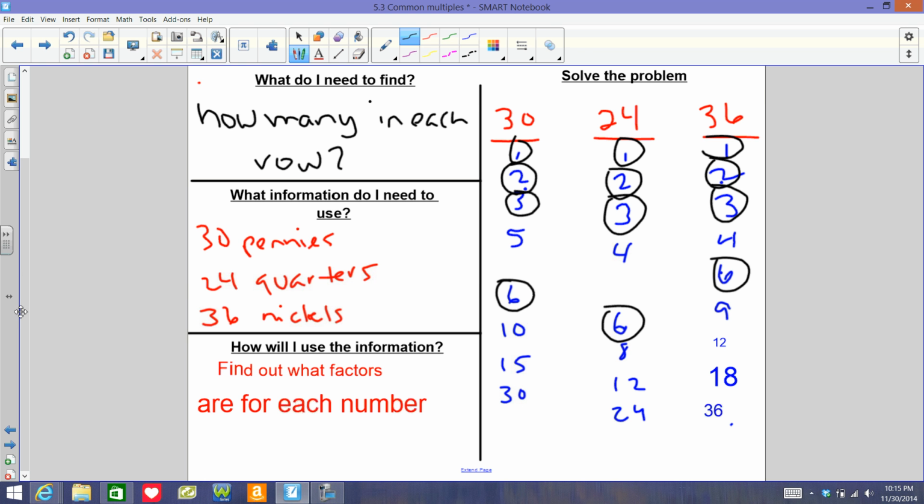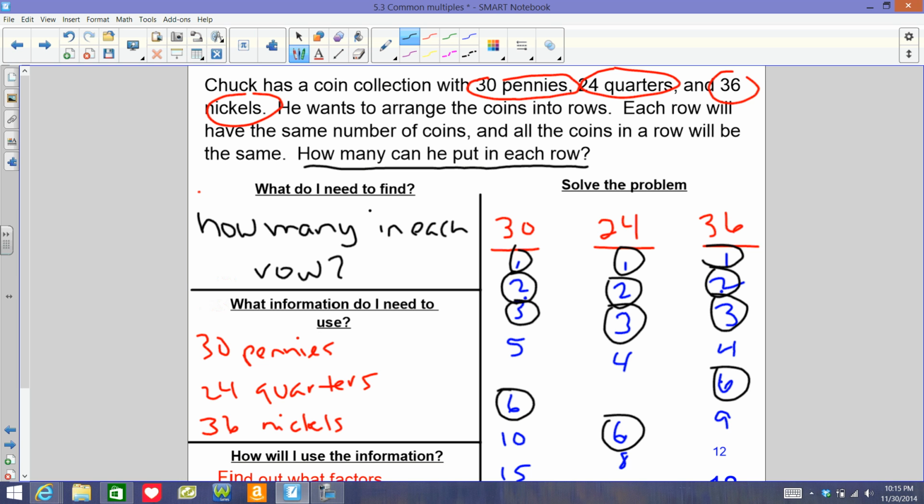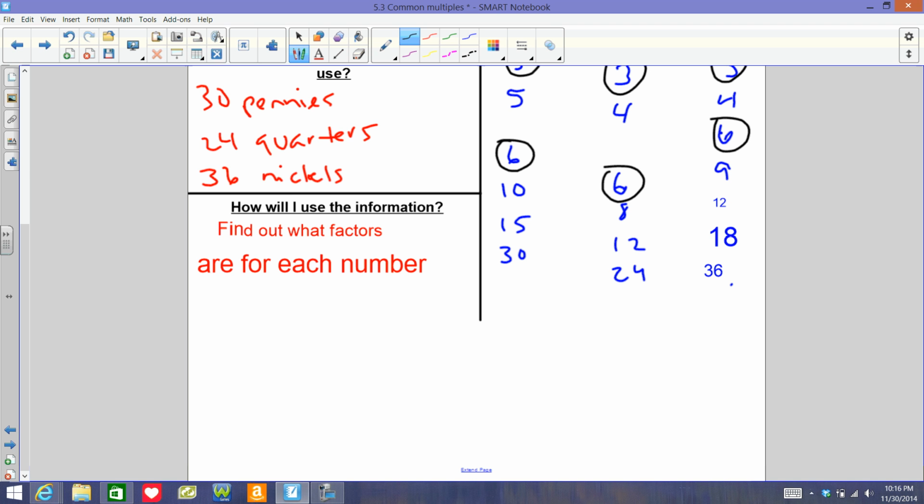So the answer to my problem, which I'll scroll up so we can see our problem: each row will have the same number of coins, and all the coins in a row will be the same. How many can he put in each row? Well, he can put 1 in each row. So my answers would be: he can have 1 in each row, 2 in each row, 3 in each row, 6 in each row, and that is it. Okay, so we just need to figure out what the factors are for each number.